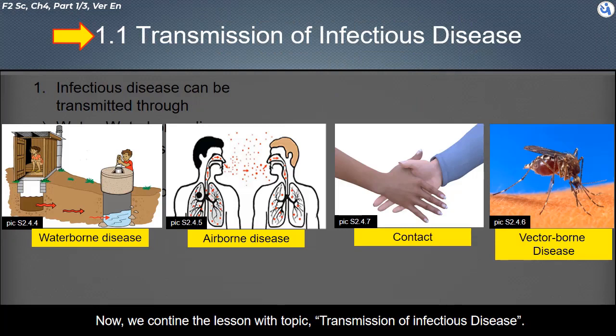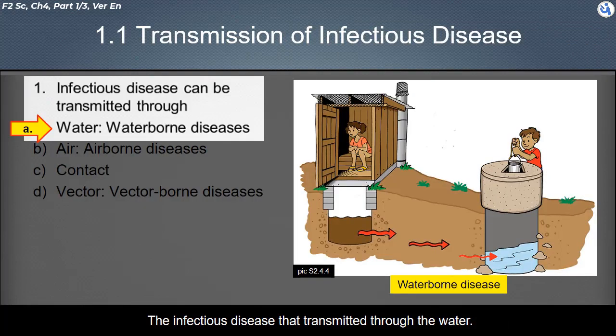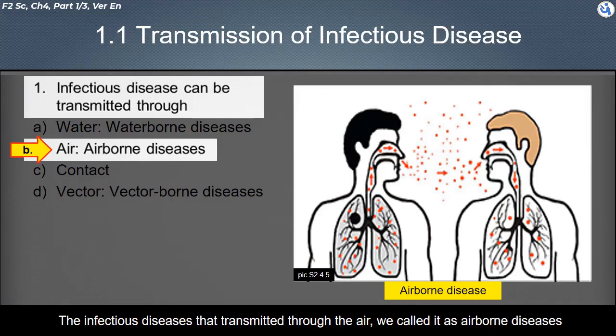Now, we continue the lesson with the topic, transmission of infectious disease. Infectious disease can be transmitted in the following manners. The infectious disease transmitted through water, we call waterborne diseases. The infectious diseases that are transmitted through the air, we call airborne diseases.